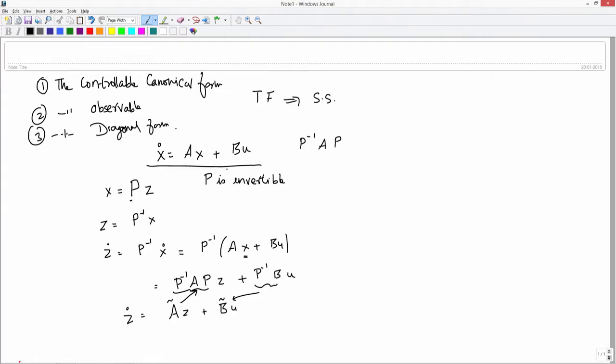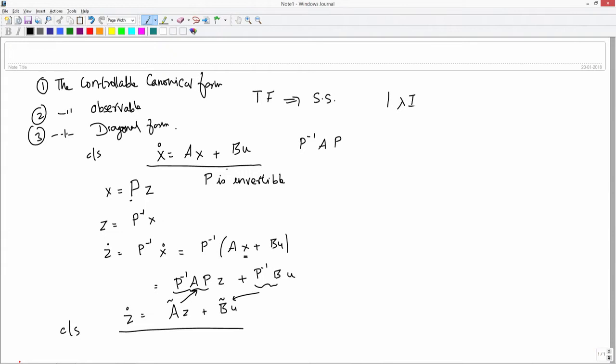Now, what has changed here? Can I say that the system in the x coordinates is the same as the one in the z coordinates? Let us see. What we are typically interested in is the pole locations. So we will compare the characteristic equation of the system written in the x coordinates to the characteristic equation of the system written in the z coordinates.